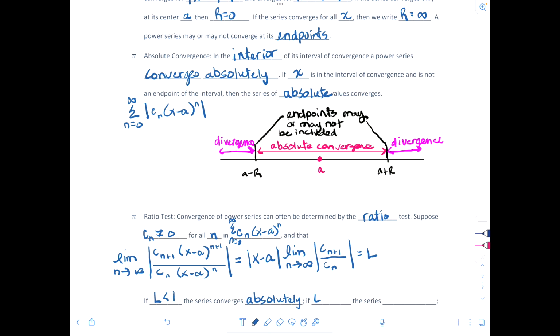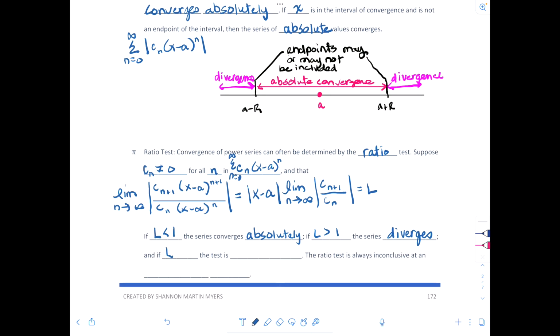If L is greater than 1, the series diverges. And if L equals 1, the test is inconclusive. That's when it's a big bummer. The ratio test is always inconclusive at an endpoint, which occurs at a plus or minus r. Cool? All right, so now let's look at an example here.